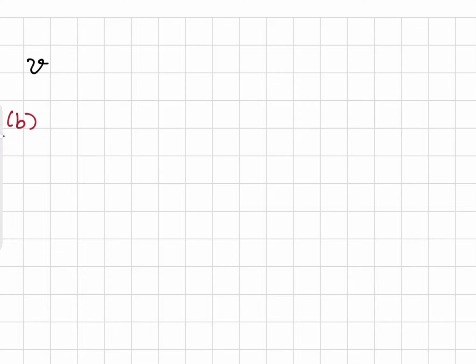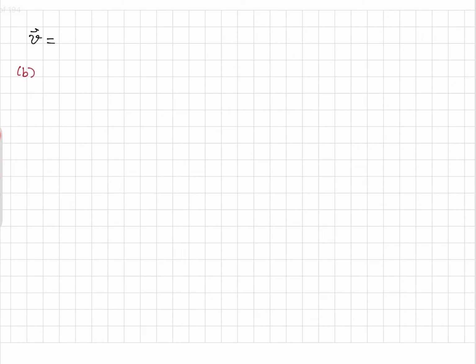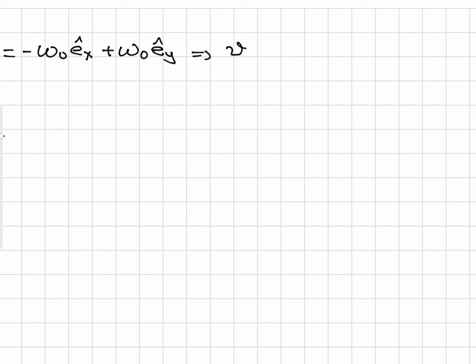velocity vector V is equal to, now you can see that I'm going to have a cancellation of square root 2's here for these two terms, and I will obtain minus omega 0 ex hat plus omega 0 ey hat, or I can write this as my velocity vector of point P is equal to omega 0 times ey hat minus ex hat.